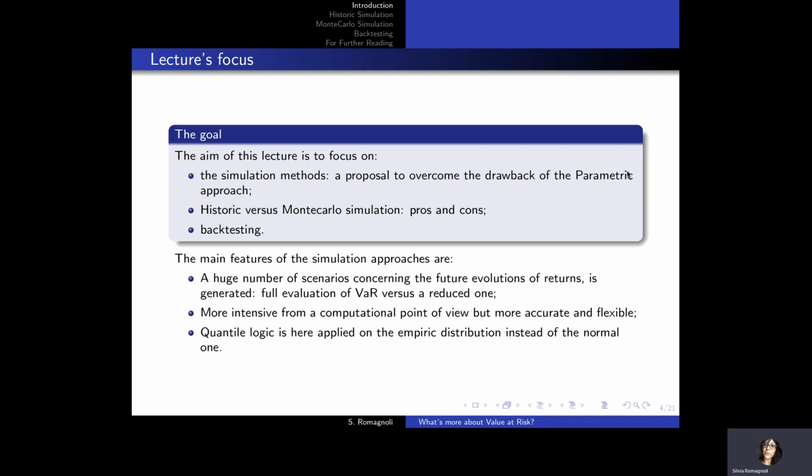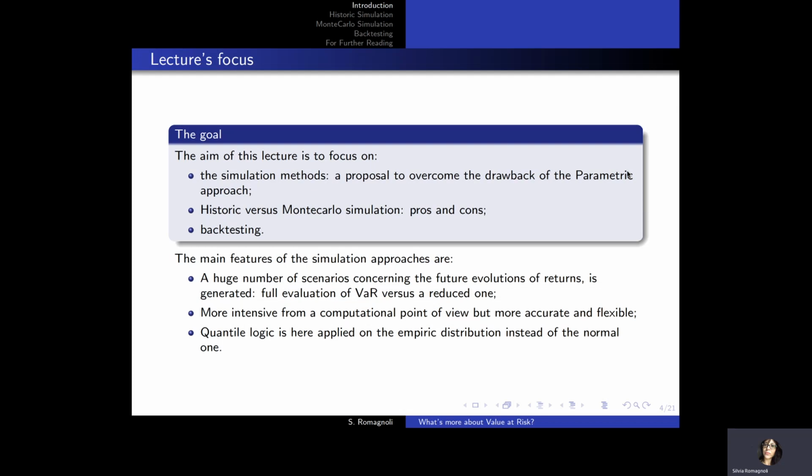Okay, so the aim of this lecture is to focus on the simulation methods as a proposal to overcome the drawback of the parametric approach. We analyze both historic and Monte Carlo simulation, discussing pros and cons of the two methods. Finally, we'll talk about backtesting to check if we can trust the evaluation of value at risk we have done.